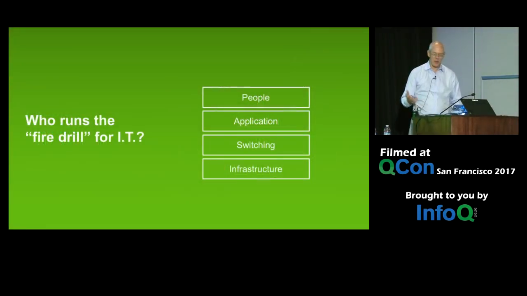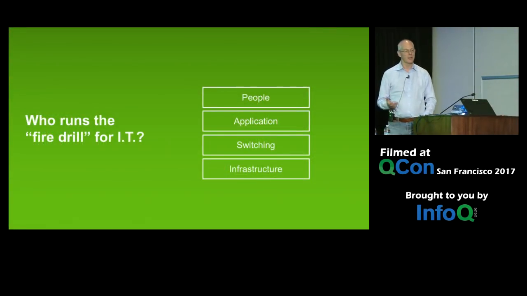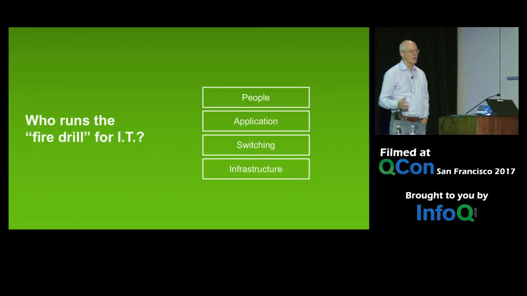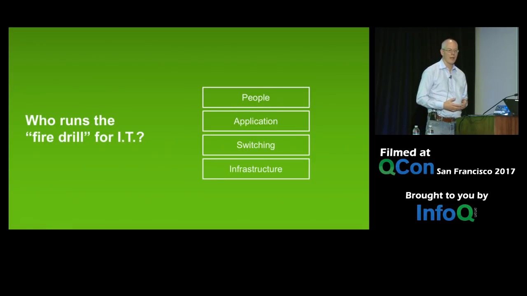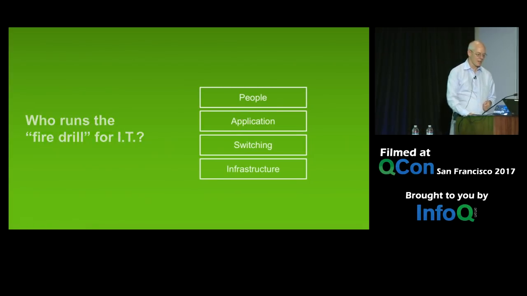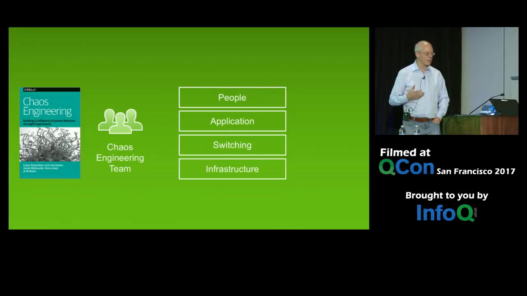But here's the question, right? Who runs the fire drill for IT? If your infrastructure and your applications are on fire, what are you supposed to do? You didn't train everybody in how to respond to that. So this is where I think that is one of the prime functions of the chaos engineering team.